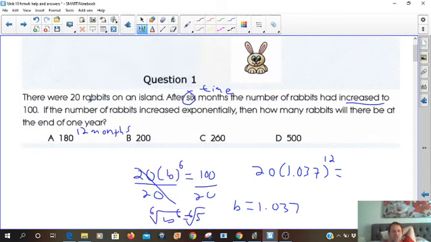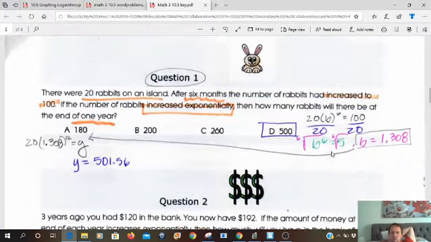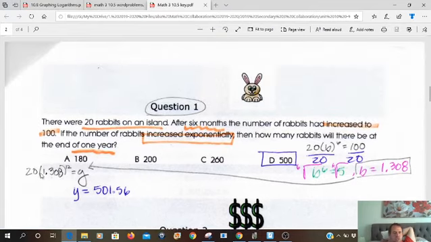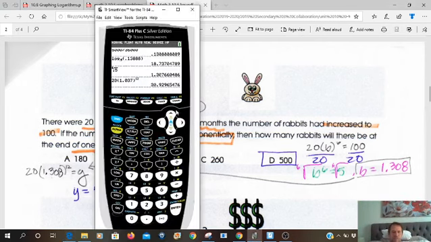Let's take a look. So 20 rabbits, 6 months, then rabbits that increase to 100. Then we divide by 20, we got 5. Then we 6th root that. How many rabbits will there be at the end of 1 year? Well, there's our rate. So that's 12 months. Let me double check. Okay, so we had 20 times 1.308 to the 12 equals y. There's our 12 months. Should be 500. So let's just see what happened here in my calculator.